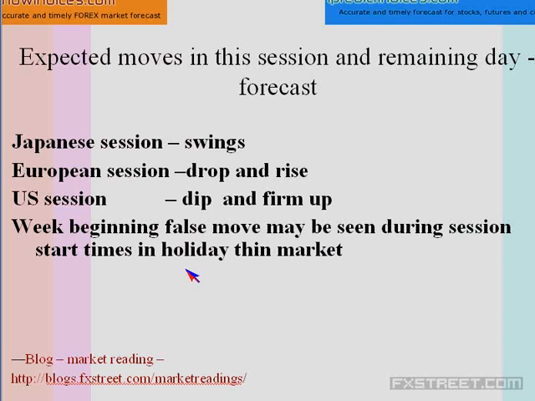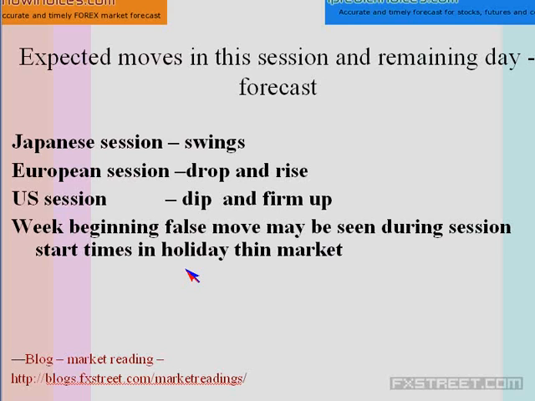So during the Japanese session, swings are expected. They are expected to make nominal swings and they are expected to make a drop during the early European session and a rise could be seen. Then again a dip and firming up moves could be seen during the US session. And you know that it is a holiday in the US.